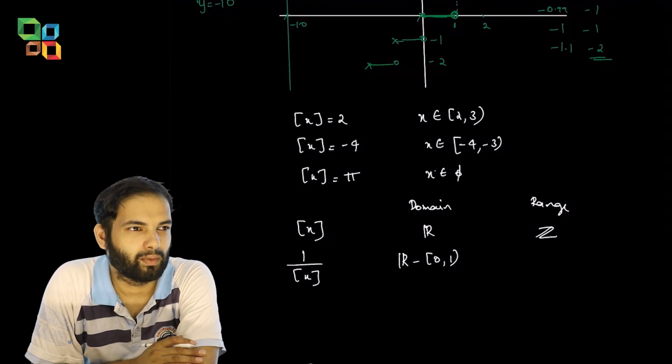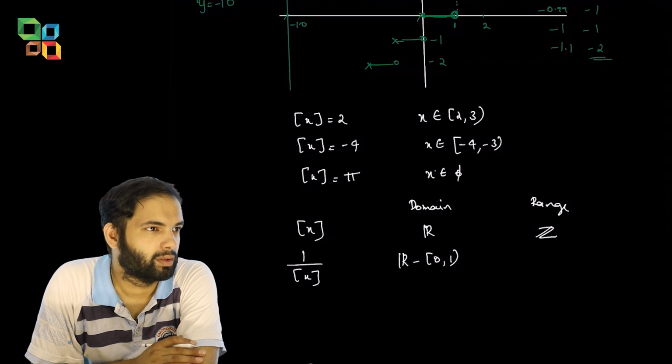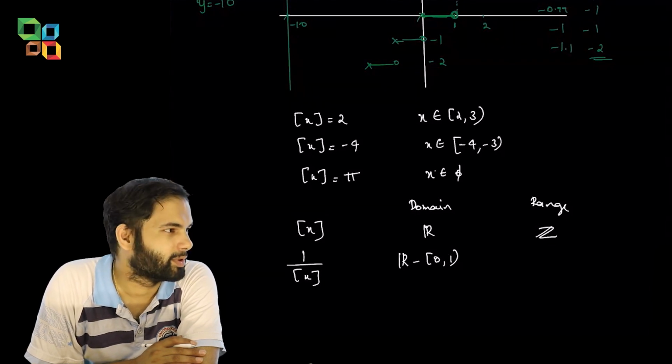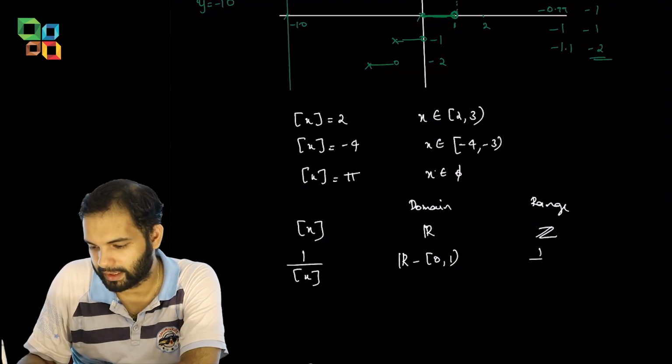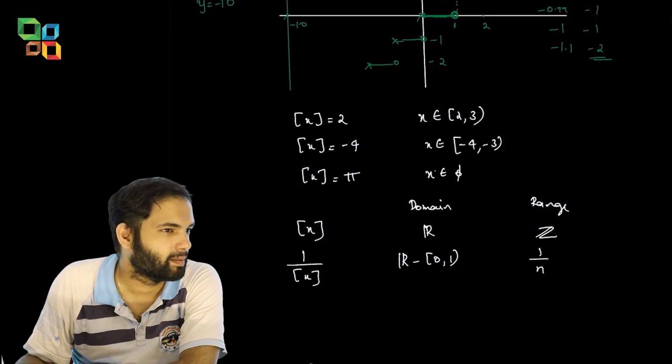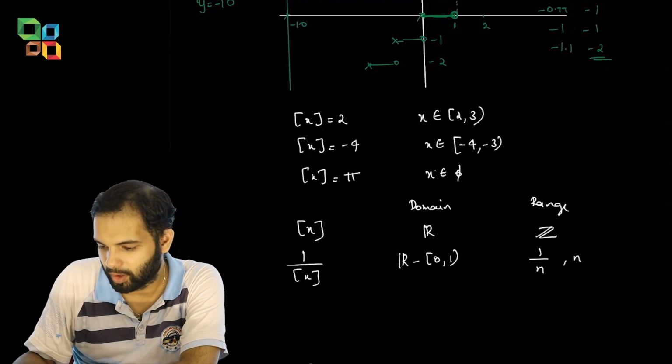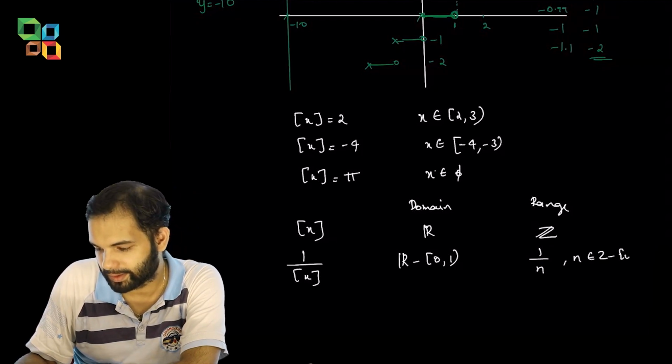Then all integers? No, integers in the denominator. Zero to 1. It's not taking all the values between 0 to 1. That's the problem. So you have to write your range as 1 by integer. That's all. 1 by n, where n belongs to integers minus 0.